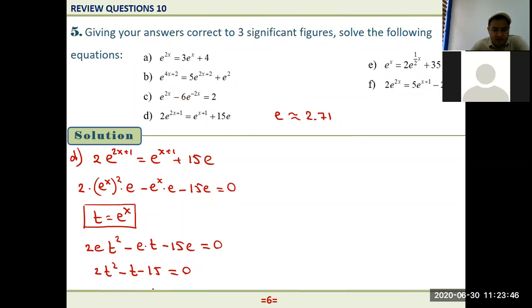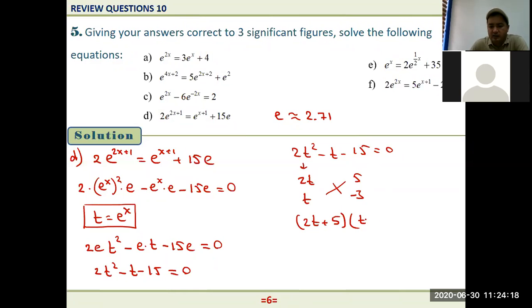15 we can write as 5 times 3. It works, I think. So this 2t squared minus t minus 15 is equal to 0. This is 2t times t, and this is 5 times 3. It is minus, so let's put minus here. Cross multiply: 2t times t is 2t squared, 5 times negative 3 is negative 15. So I can factorize it as 2t plus 5 times t minus 3 equals 0.